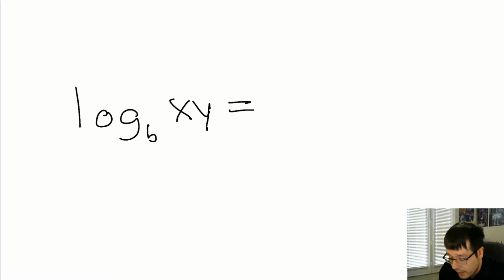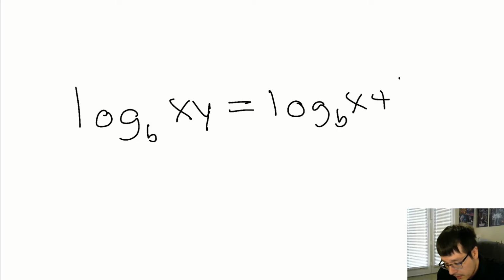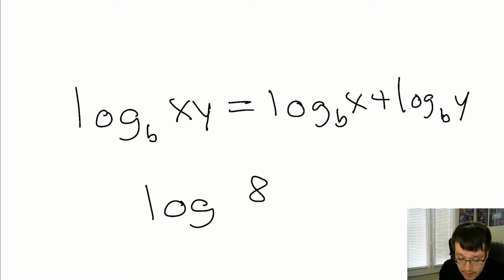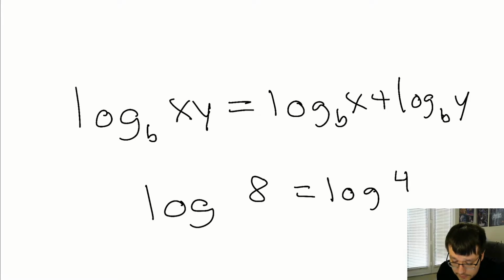So if we have a log with some base b, and that is split as xy, you can factor that value, this becomes log base b of x plus log base b of y. What this is saying is that if you have something like a log of 8, you can split this into log of 4 plus log of 2, okay?